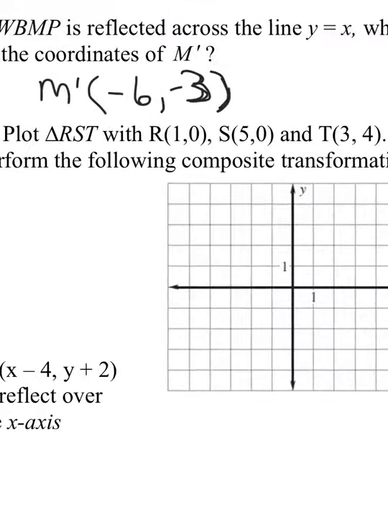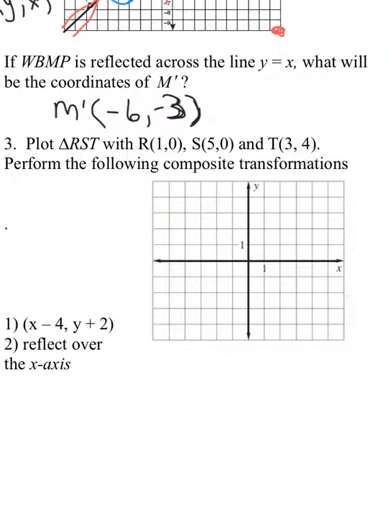All right. Number 3, plot triangle RST and perform the following composites. R is at (1, 0). S is at (5, 0). T is at (3, 4). I'm going to try to draw a triangle. Probably won't be very nice. Not too bad. All right, so first x minus 4, y plus 2.